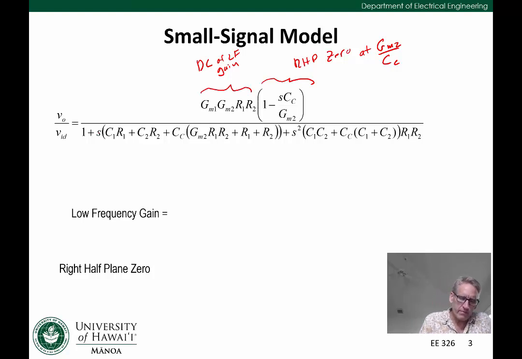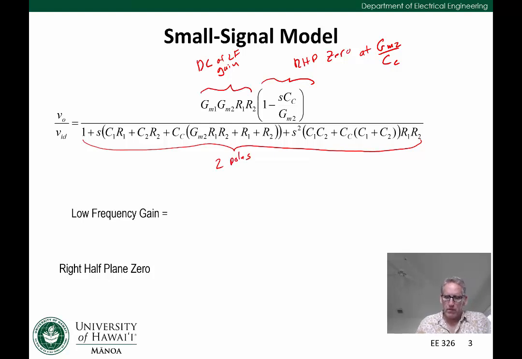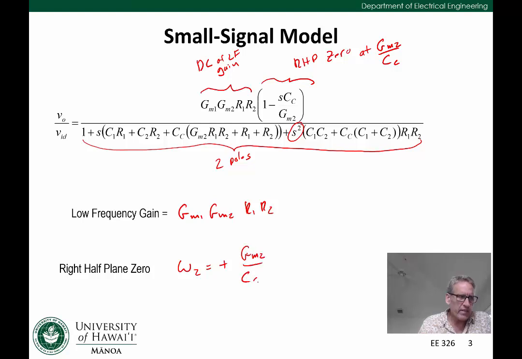And now we have in our denominator here two poles. We have two poles because of this s squared term, right? Because it's quadratic, we know we're going to have two poles. So just to summarize here, our low frequency gain is gm1 gm2 R1 R2, and our right half plane zero, omega z, is equal to plus gm2 over Cc.